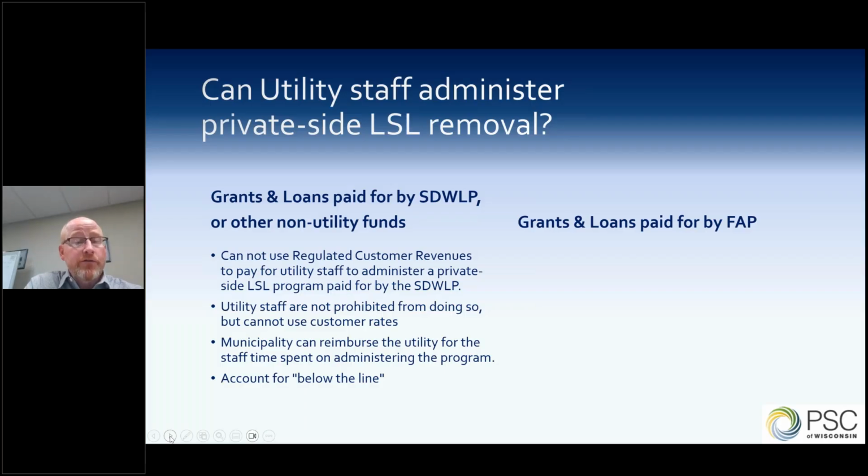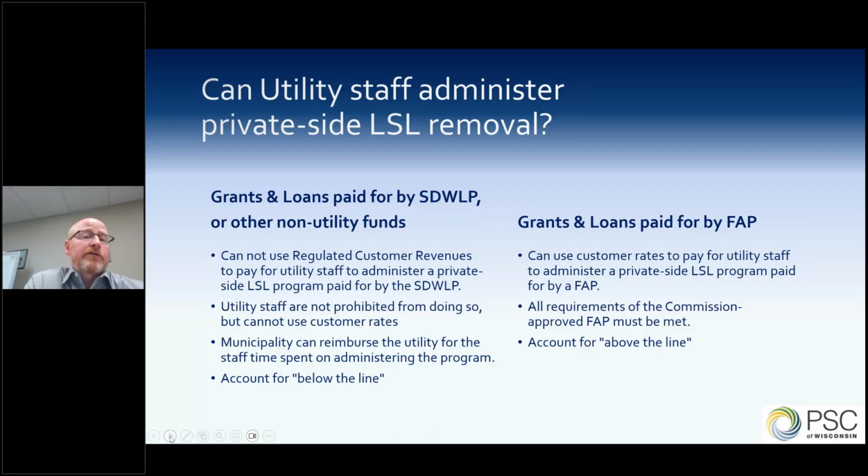So if you wanted staff to do that, they would just have to be paid through another source, and that would be from these below the line sources. A municipality could reimburse the utility for time spent on that, or you might have a different revenue stream that you would use. But how you account for that would be very important. For the administration of a FAP, obviously that would be something that would be allowed. It's an approved program through the commission, and it's expected that utility staff would need to administer that program. You would clearly have to follow all the requirements of the FAP, and then all of the expenses and costs would be accounted in those above the line accounts that Kathy talked about earlier.